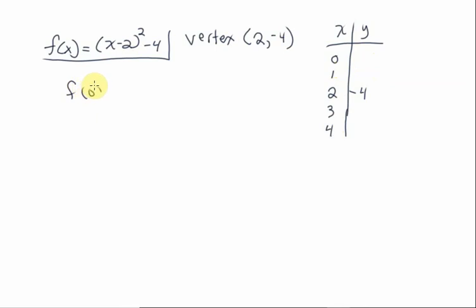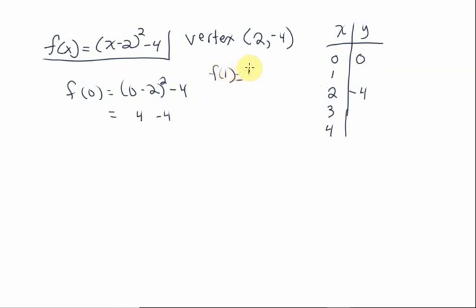So scratch work, we'd want to do f of 0. 0 minus 2 squared minus 4. We can probably do this in our heads. Negative 2 squared is 4. 4 minus 4 is 0. Okay. So now let's plug in 1. We might be able to do it in our heads. We might not. It's okay. If I plug in a 1, 1 minus 2 is negative 1. What's 1 squared?